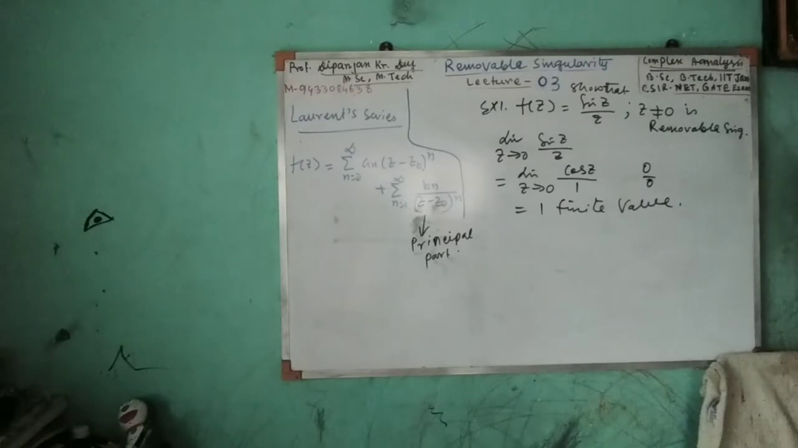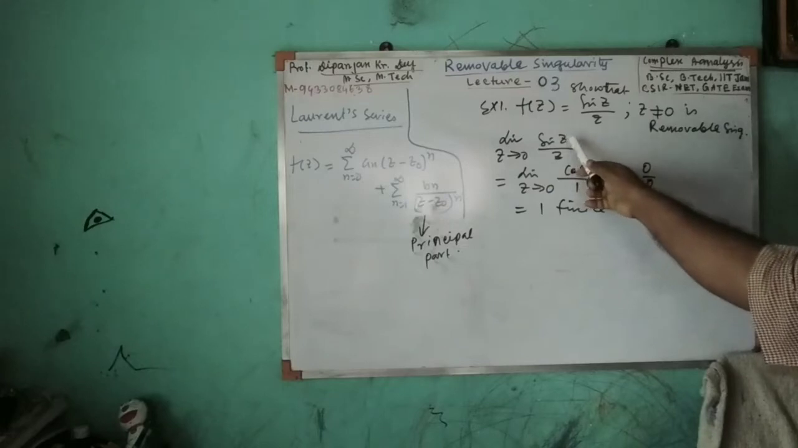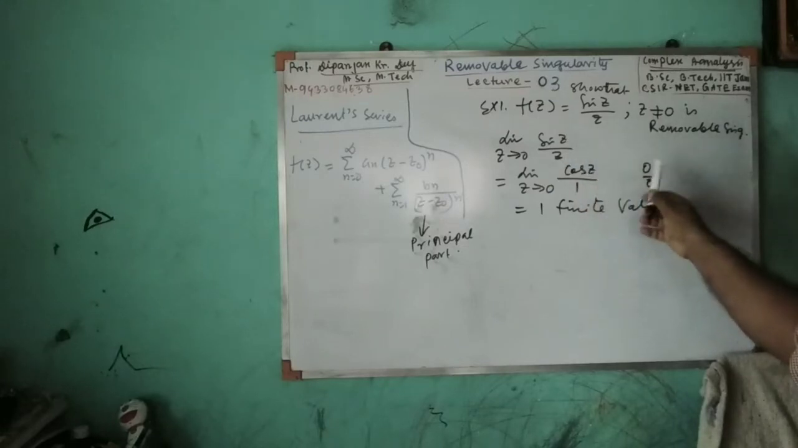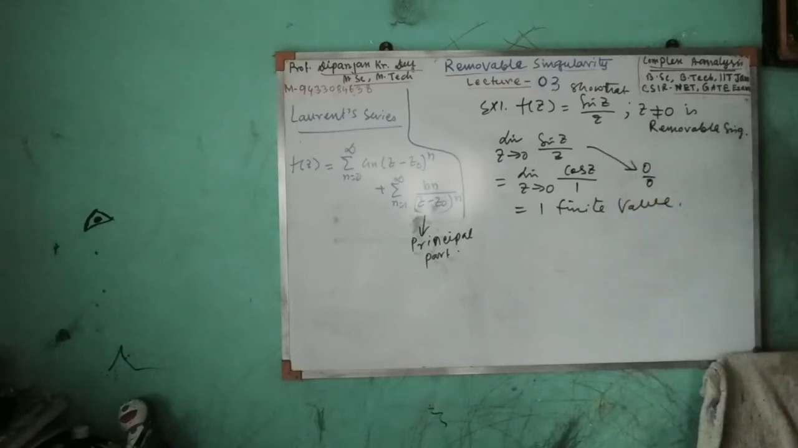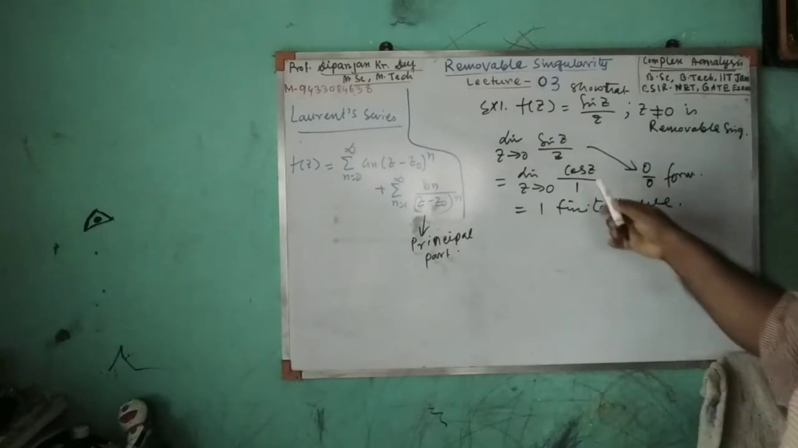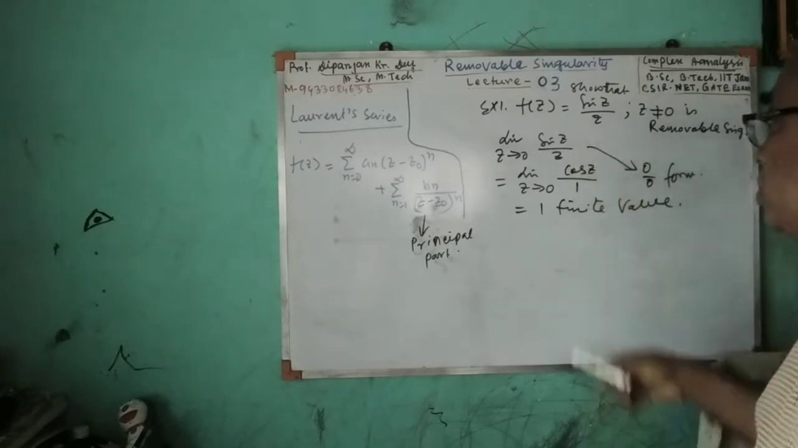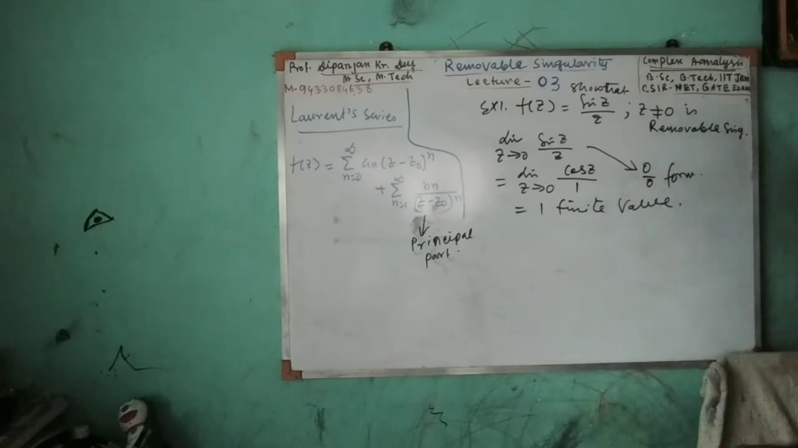If we put z equal to 0, then sin 0 is 0 and the denominator is 0, so it is 0 by 0 form. When 0 by 0 form is there, you have to differentiate numerator and denominator separately. So the derivative of sin z is cos z, the derivative of z is 1. So it is a finite value, by the second definition.